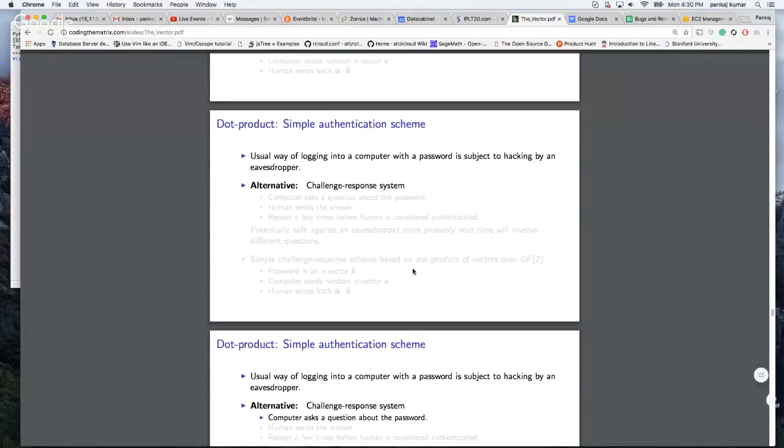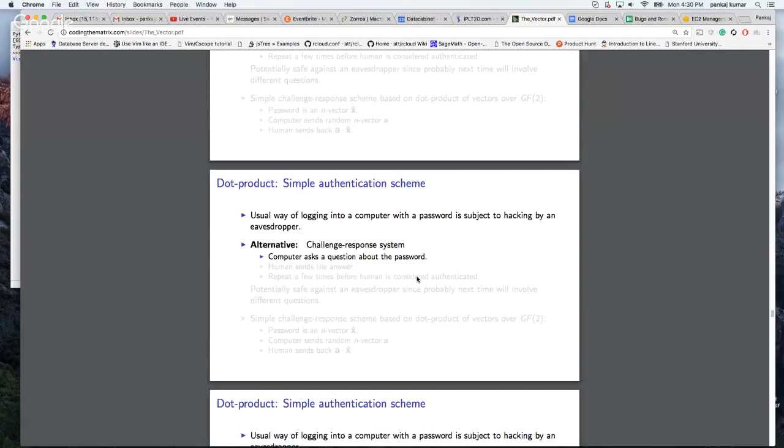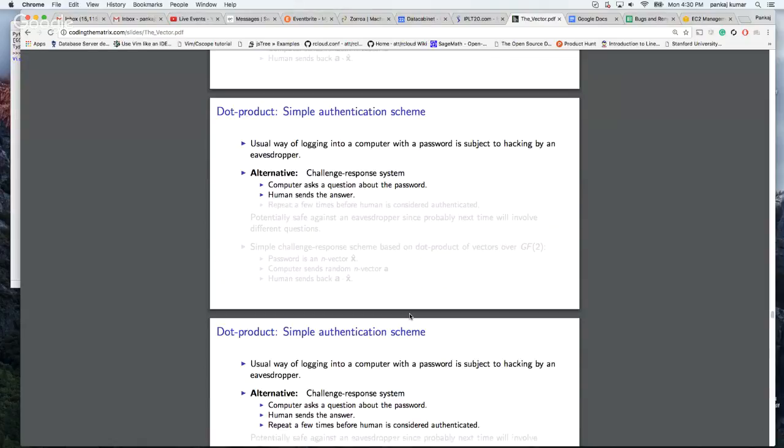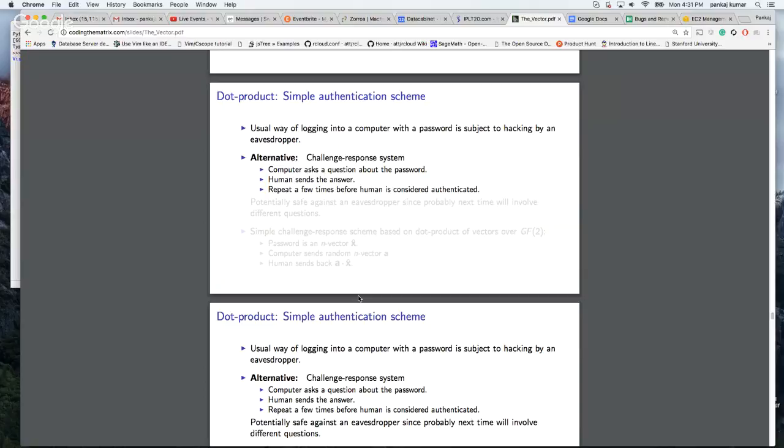Okay, so now the book goes through a simple authentication scheme, a challenge response system. So the computer knows a password, the human knows the password, but the computer does not want to ask the password directly. So what it does is it gives you a challenge, and the human adds the key to it and sends it back to the computer. The computer, because it knows the key as well, adds the same key to the same value, and it can figure out if the human has the actual value or not.